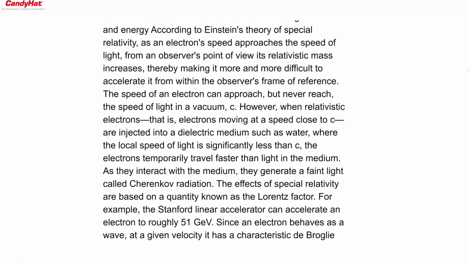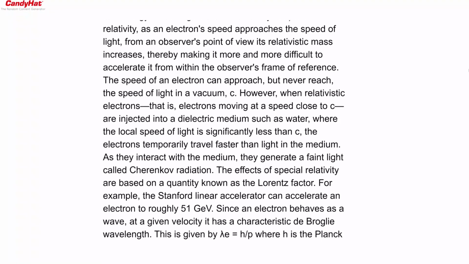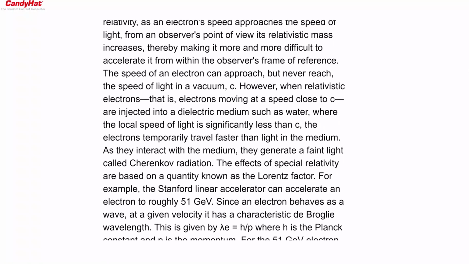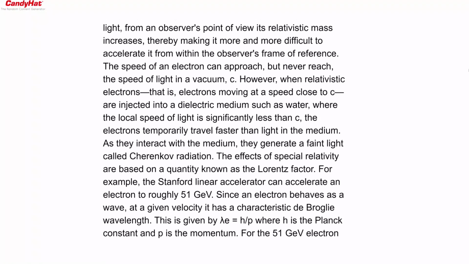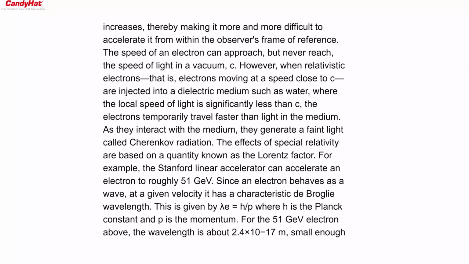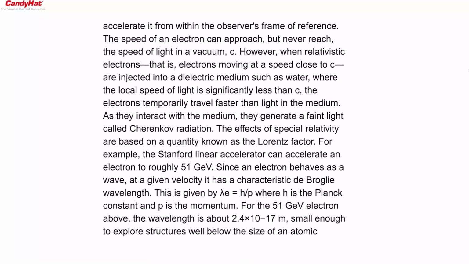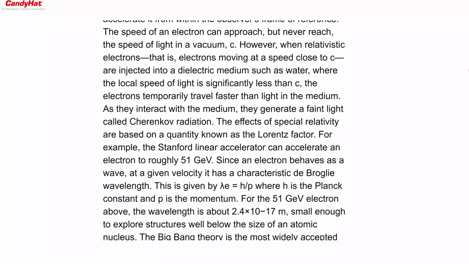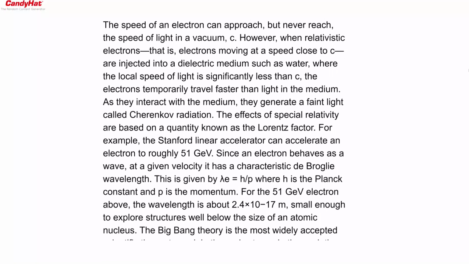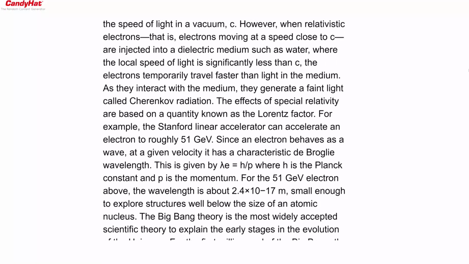However, when relativistic electrons, that is, electrons moving at a speed close to c, are injected into a dielectric medium such as water, where the local speed of light is significantly less than c, the electrons temporarily travel faster than light in the medium. As they interact with the medium, they generate a faint light called Cherenkov radiation. The effects of special relativity are based on a quantity known as the Lorentz factor.